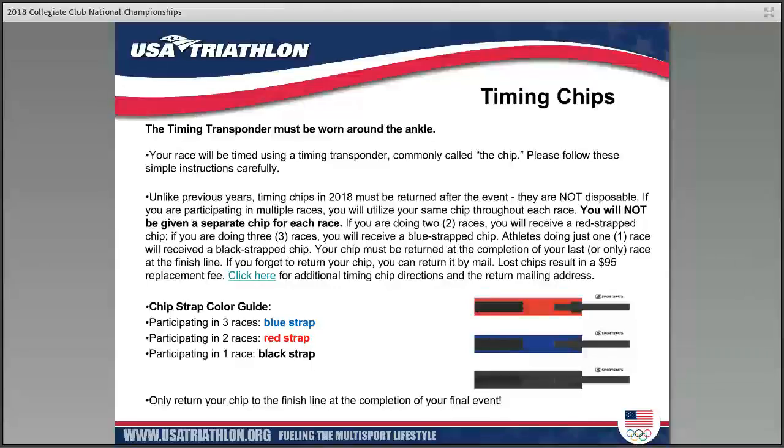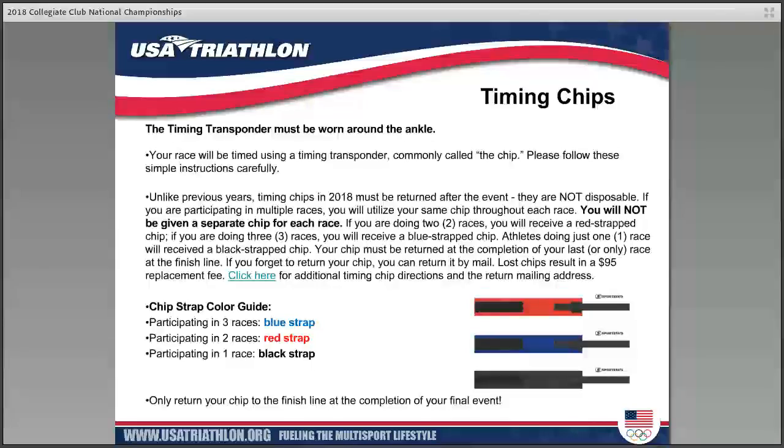If you're doing 2 races, you will have one timing chip on a red strap. The red strap denotes that you will be doing 2 races. Whether you're doing a combination of DL and Olympic, DL and MTR, Olympic and MTR, whatever 2 races you are doing, you will get one timing chip on the red strap.